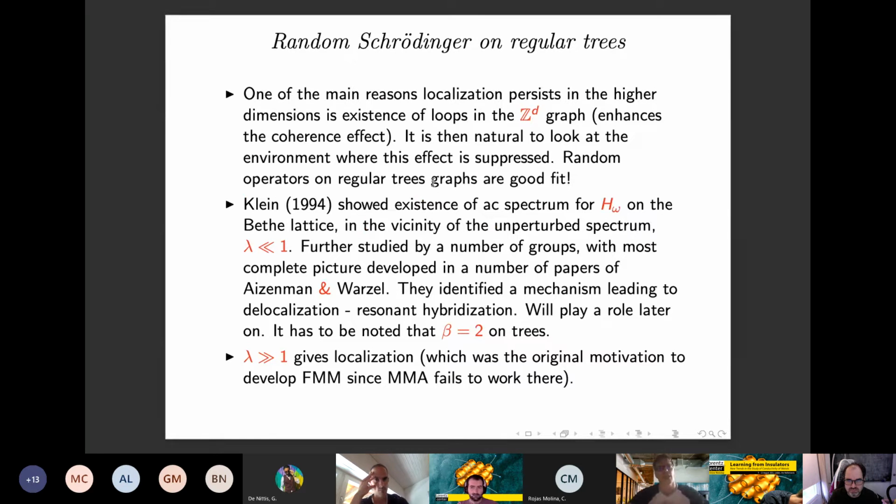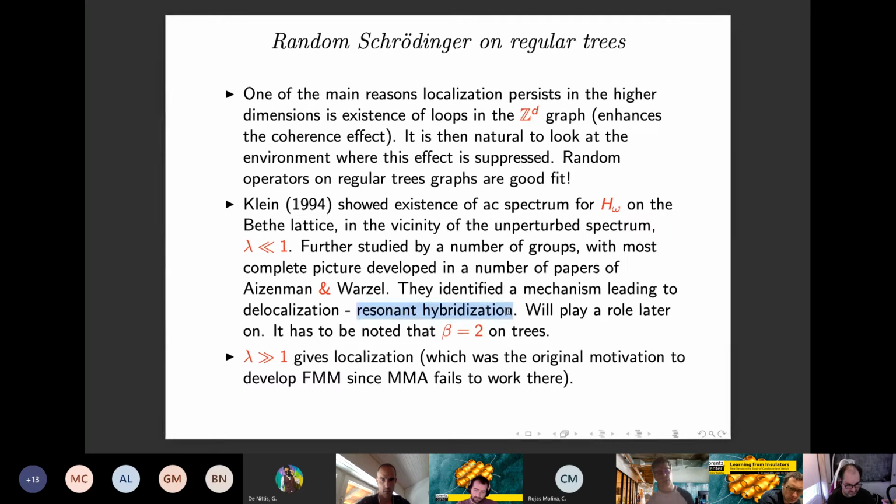And again, very briefly, I just wanted to mention that a natural way to get delocalization is to avoid coherence, and coherence often comes in the presence of loops that we have a lot of in Z^d. So the natural object to consider is Anderson operators on regular tree graphs. And indeed, Klein in 94 showed a.c. spectrum for the Bethe lattice at weak disorder. And the theory was later developed further by a number of different groups. But probably the most complete picture is by now established by Aizenman and Warzel, who also identified a new mechanism leading to delocalization, which is called resonant hybridization.